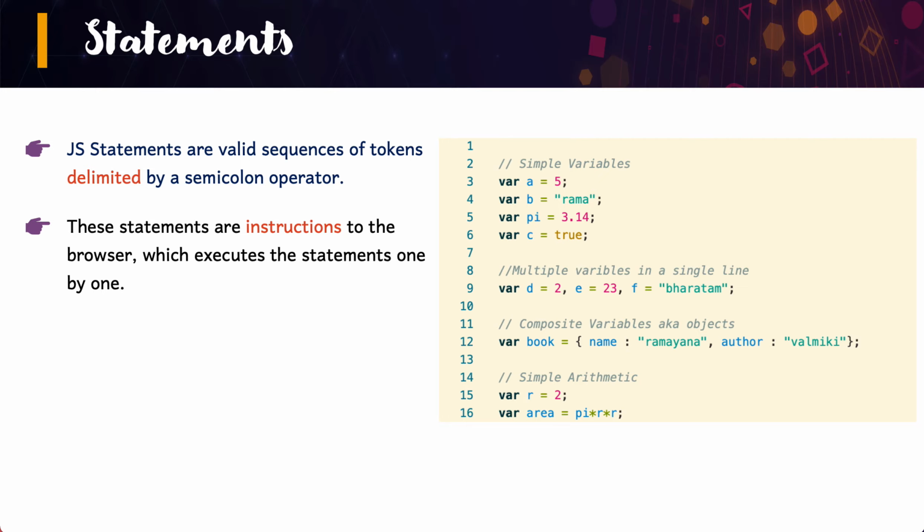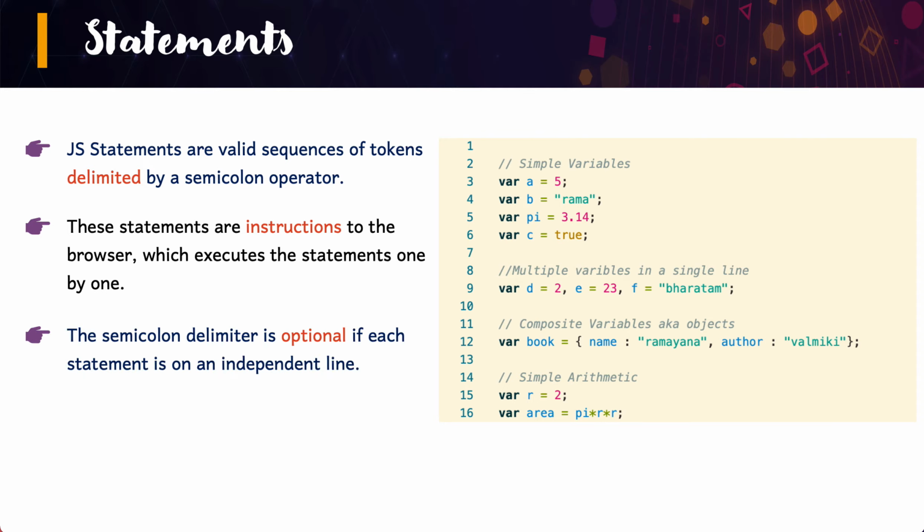Now these statements are all instructions to the virtual machine or the interpreter which is running inside the browser. Once the instructions are made available, the browser executes each of the statements one by one in that sequence. Now if you don't have more than one statement in the same line, if each statement is on a new line by itself, then the semicolon is really optional.